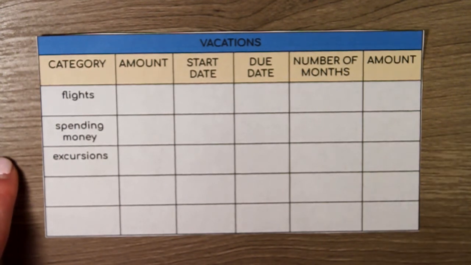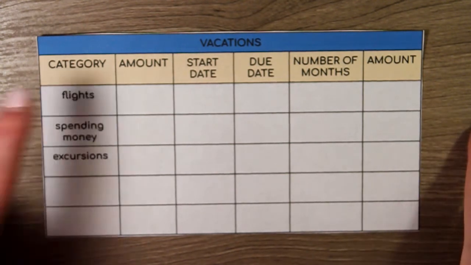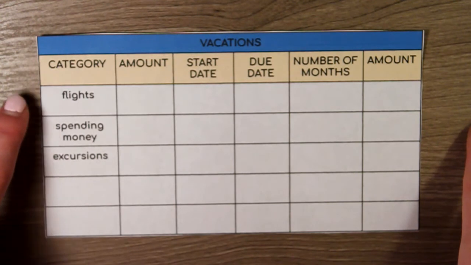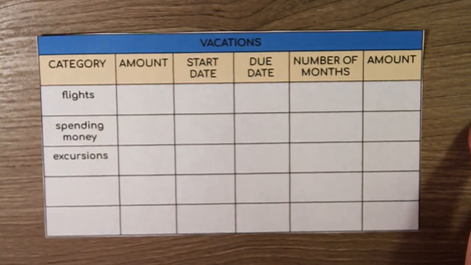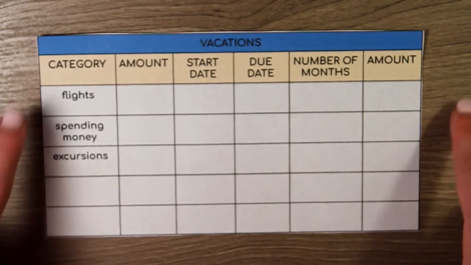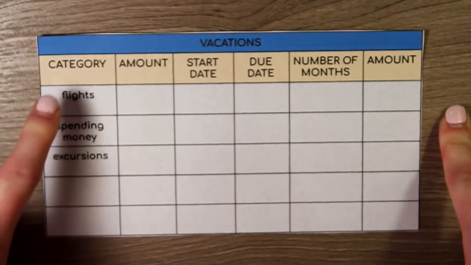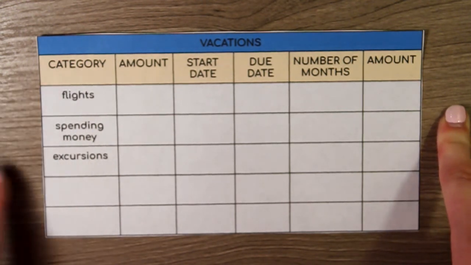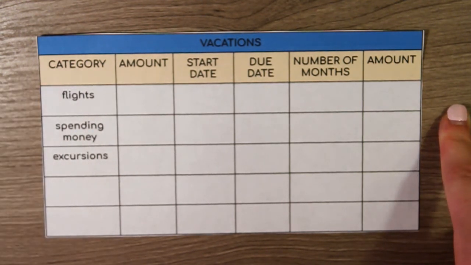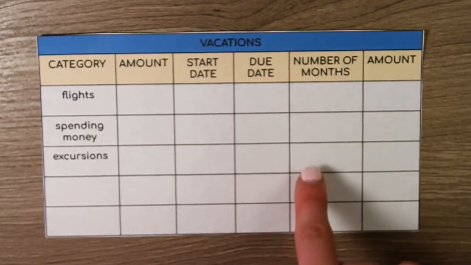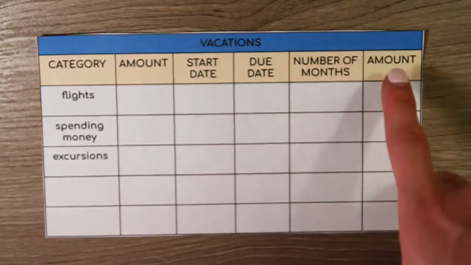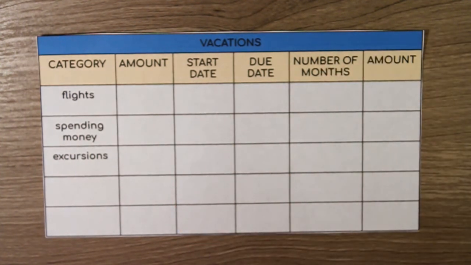So when we do vacations, we do them in a few different ways. We do the same type of categories, but for vacation style. So flights, spending money, any excursions you're going to be doing on that vacation, and so on. So if you know that you have a vacation coming up, you can be saving for things such as your flights, your spending money, and your excursions. You could just write down when you're going to be taking your vacation, how many months away that is, when you're going to start, and the amount that you're going to be saving each month.